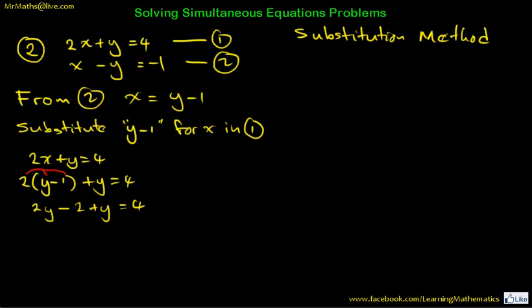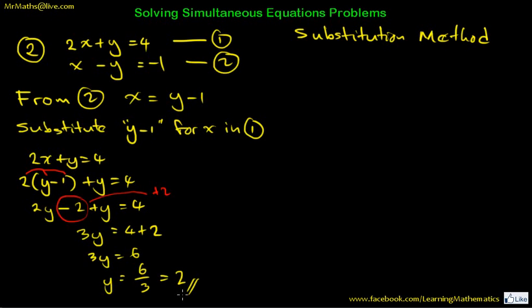Let's move the 2. Let's choose another color, red color, to the right hand side, where it becomes minus 2. And 2y plus y equal to 3y. So 3y is equal to 4 minus 2. So 3y is equal to 2. So y is equal to 2 over 3.